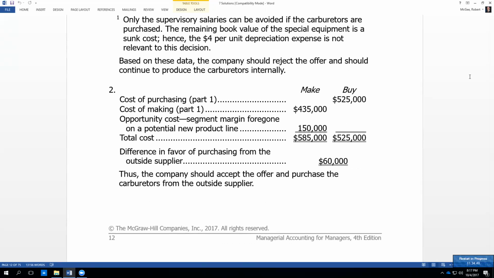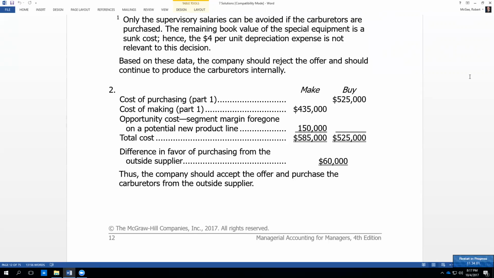Suppose that if the carburetors were purchased, Troy Engines Limited could use, oh, this is a good one, the freed capacity to launch a new product. The segment margin of the new product would be $150,000 per year. So should Troy Engines Limited accept the offer to buy the carburetors for $35 per unit? Well, for part one, we said no, because they can make more money if they made it themselves. But what if, by not making the carburetor, they freed up space and could do something else with that to generate income? Then it could be either yes or no, depending on how much income they can generate.